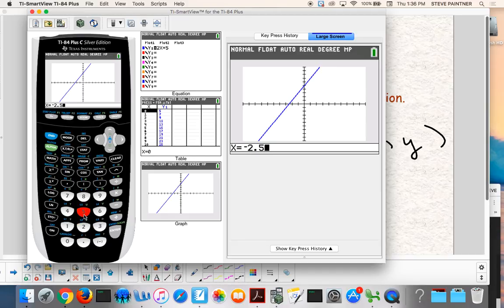2.5. What is the y value? Well, look, it's going to say 0. So our guess was perfect. We have a perfect guess. It's negative 2.5. That's the answer.